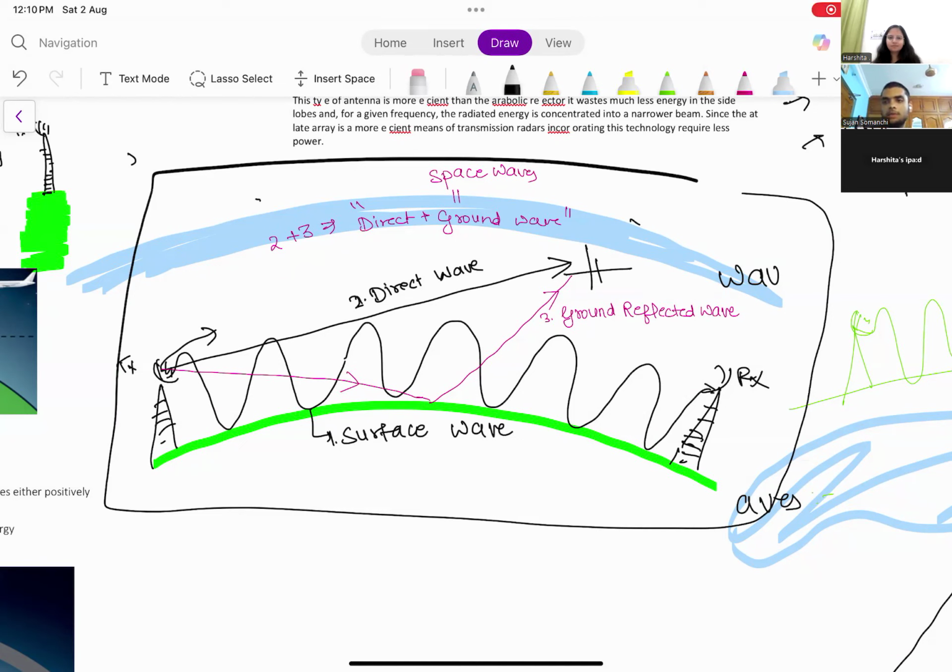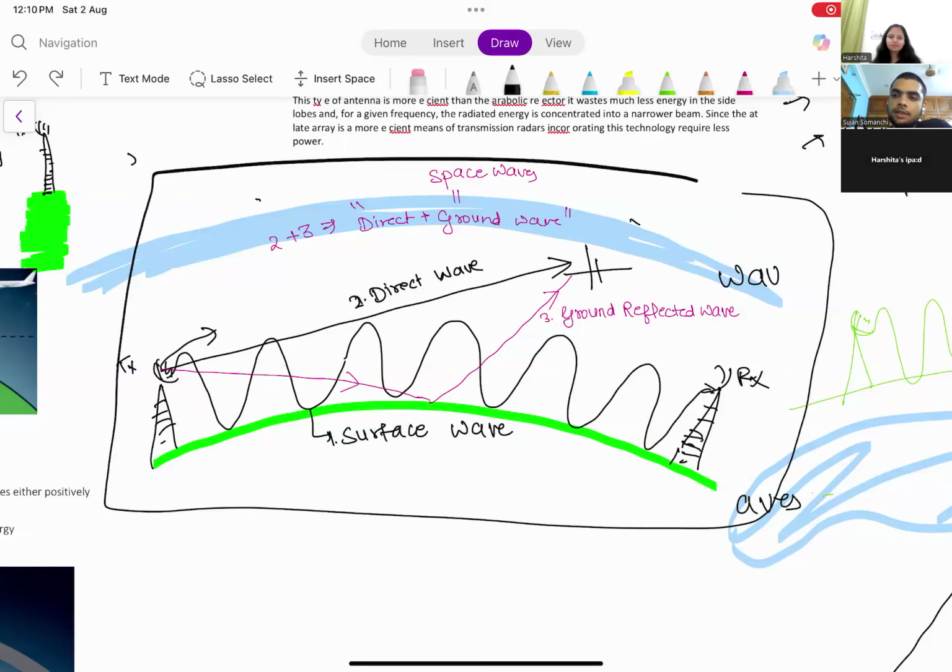Which one is direct wave? Direct wave directly transfers the waves to the aircraft without any obstacle, going from one point to the other in a line of sight direction. These are the line of sight waves. Then number three.